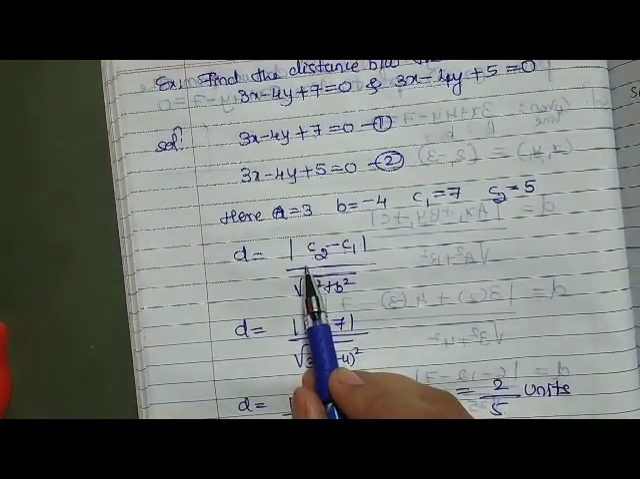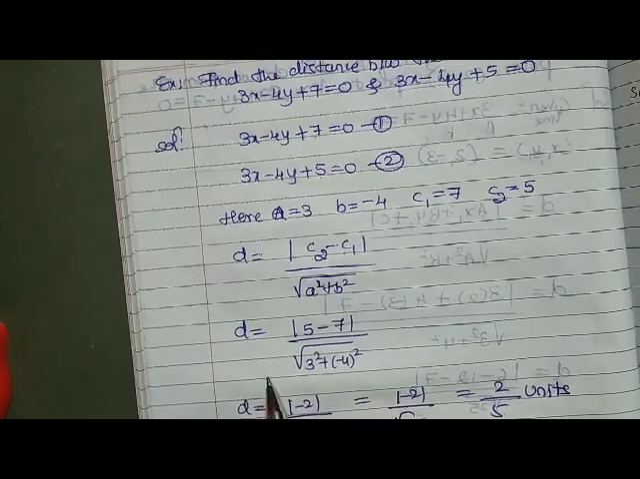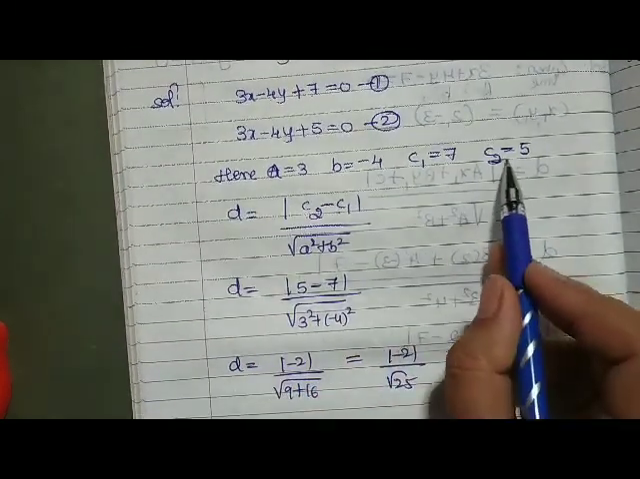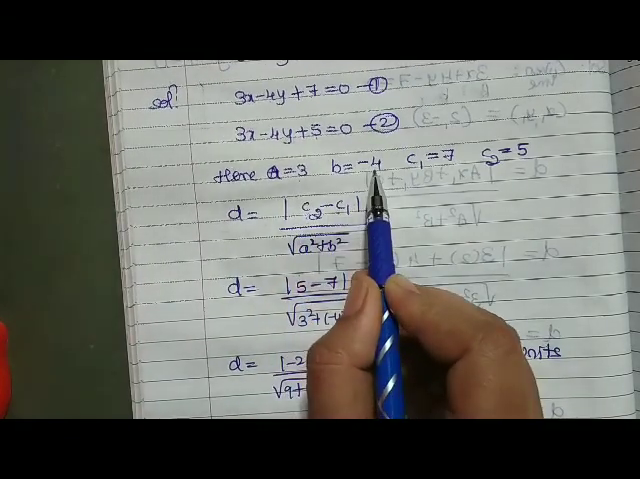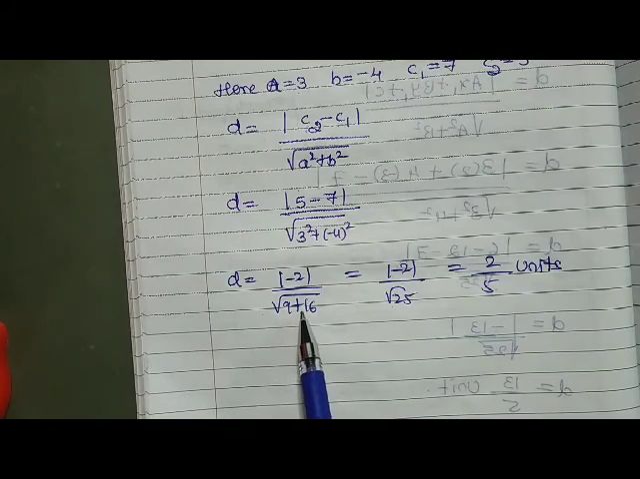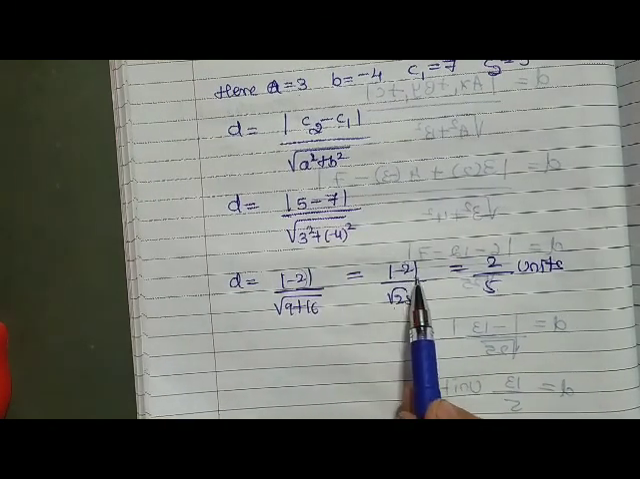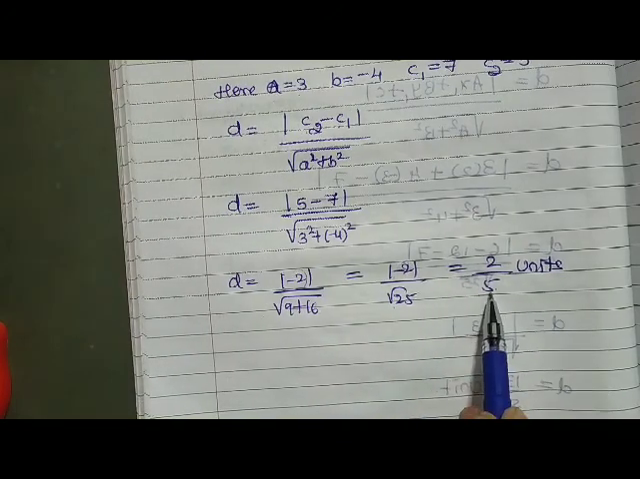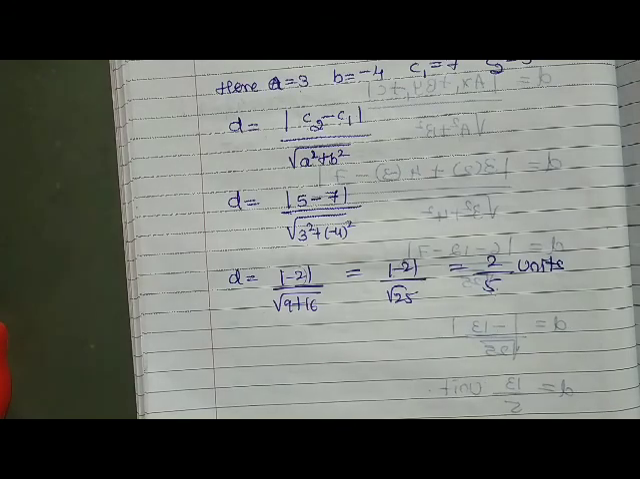Write the formula, that is modulus of C2 minus C1 divided by root of A square plus B square, that is D is equal to modulus of 5 minus 7 divided by root of A square plus B square, that is modulus of minus 2 divided by root of 9 plus 16. So mod of any number is always positive, divided by 5. Okay, root 25 is 5 units.